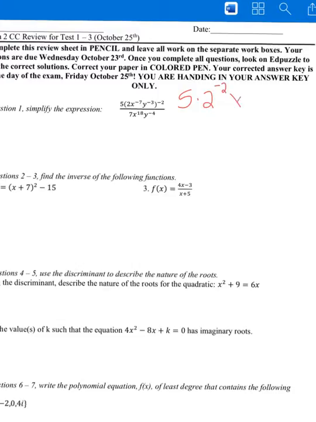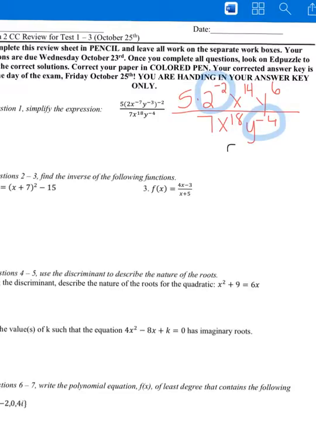And then we have x to the positive 14th, y to the positive 6th, divided by 7x to the 18th, y to the negative 4th. So now I'm going to circle anything that's being raised to a negative exponent. So I have this 2 to the negative 2nd in the numerator, and this y to the negative 4th in the denominator. So what's going to happen is I'm going to rewrite everything.